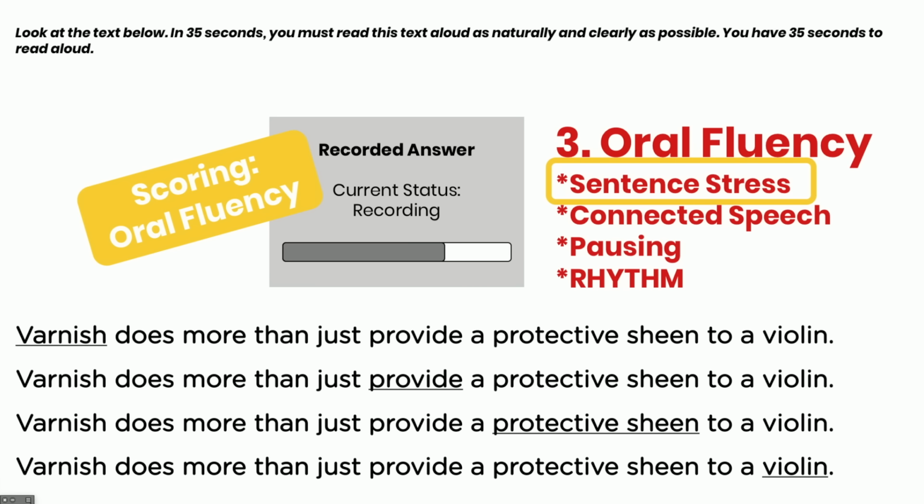Okay, now we're talking about oral fluency, and let's talk about sentence stress. This is different than word stress. When we're talking about word stress, we're talking about a single word and one syllable, one part of the word is emphasized. When we're talking about sentence stress, we're talking about an entire sentence with words and one word is emphasized, okay? So it's kind of similar.